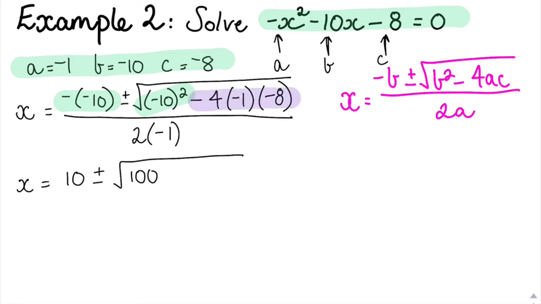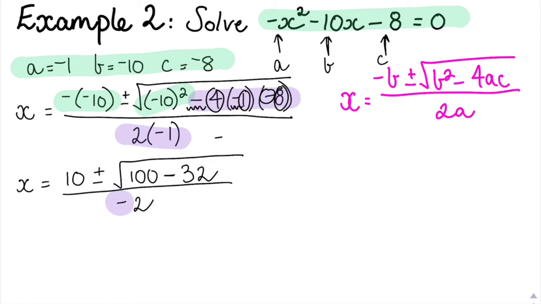Now for this multiplication, I like to focus on signs first. The negative and negative will give me a positive, and then that positive and this negative give me a negative. Now let's focus on the numbers. 4 times 1 gives us 4, times 8 is 32. We'll put that all over 2 lots of negative 1, which is negative 2.